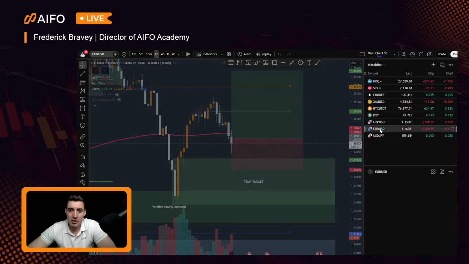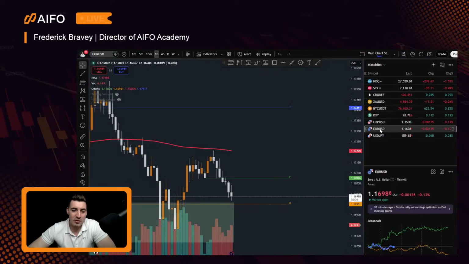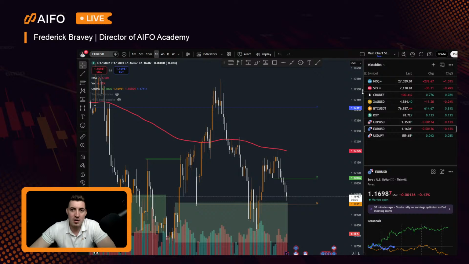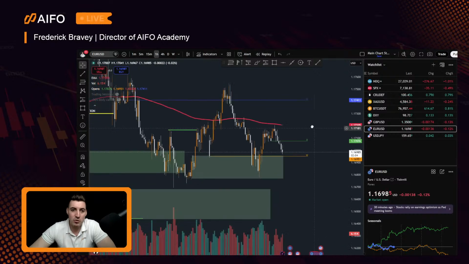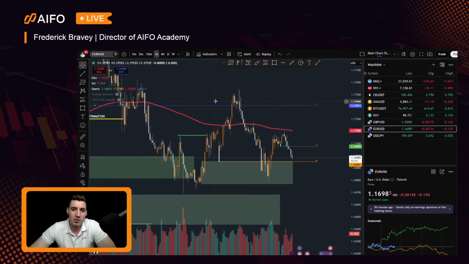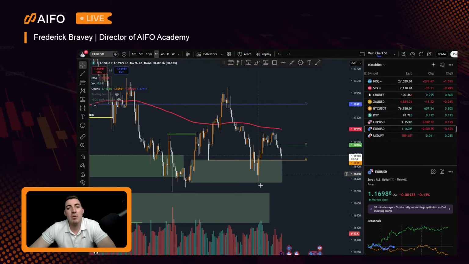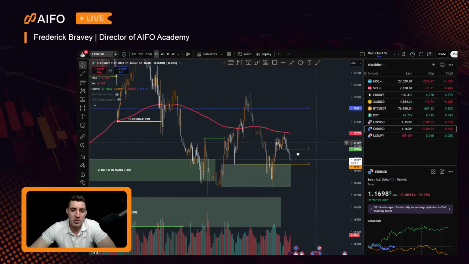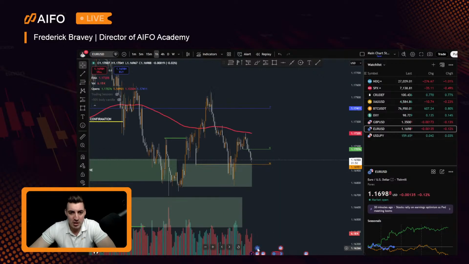Let's take a look at the Euro/US dollar. Relatively similar path to the GBP/USD. Oh, look at this head and shoulders. Absolutely great on the hourly time frame. Great head and shoulders. Again, we're bullish, although at the moment we look a bit bearish here.